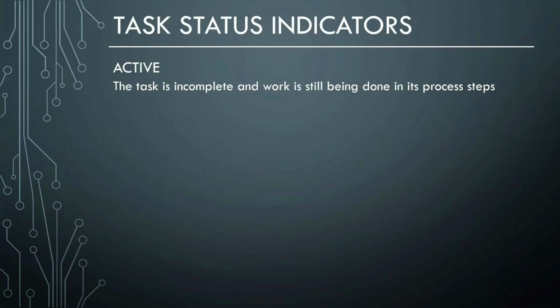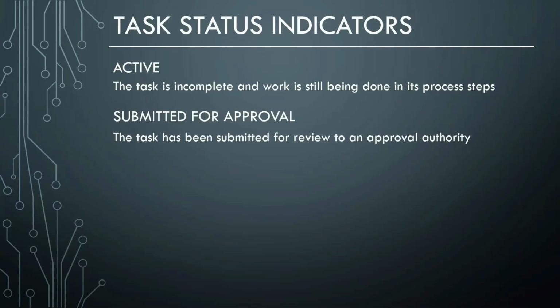The first is active, meaning the task is incomplete and work is still being done in its sub-process steps. Once you have worked through all of the sub-process steps, you will then submit your major task for approval. This means the task has been submitted for review to an approval authority. Once you have submitted a major task for approval, all of these sub-process steps are now locked and can no longer be edited.